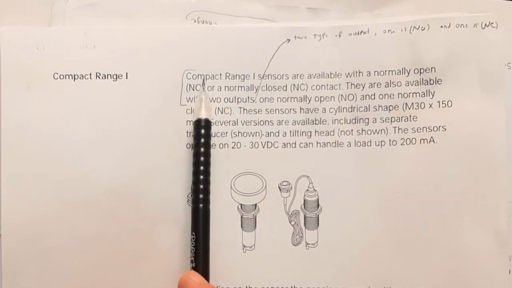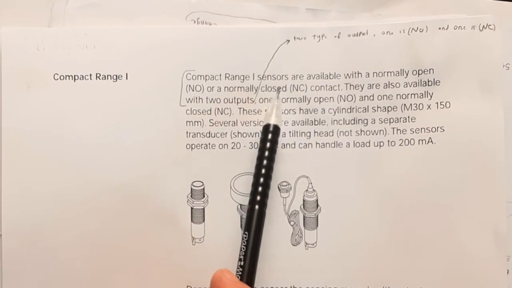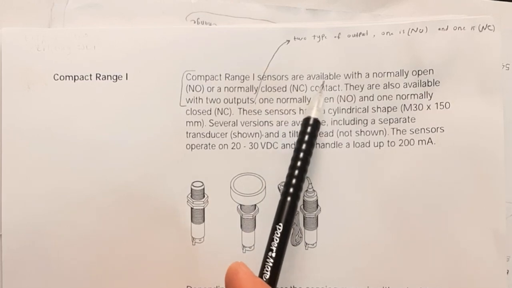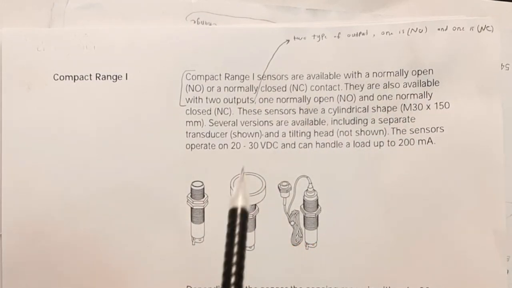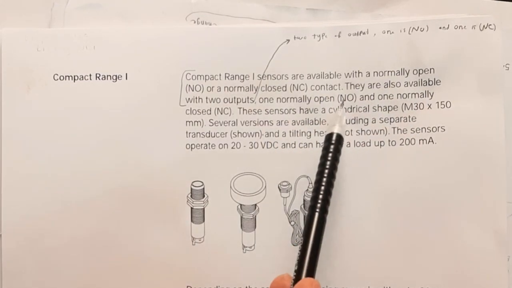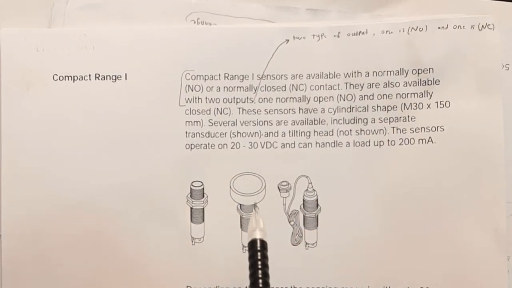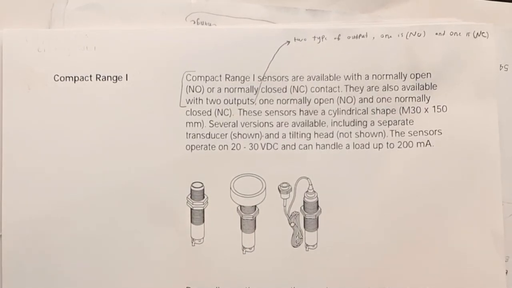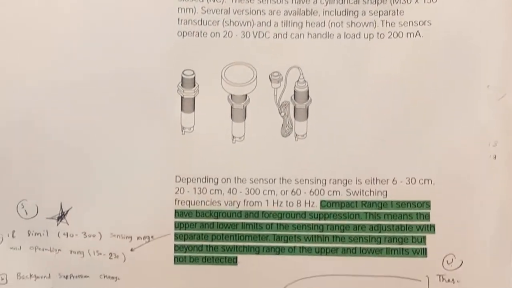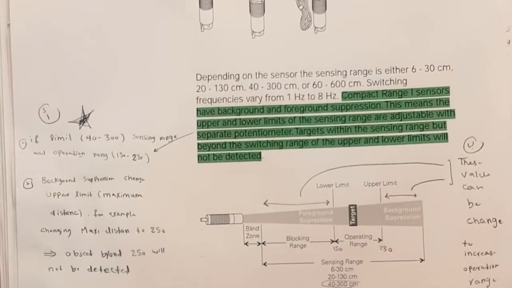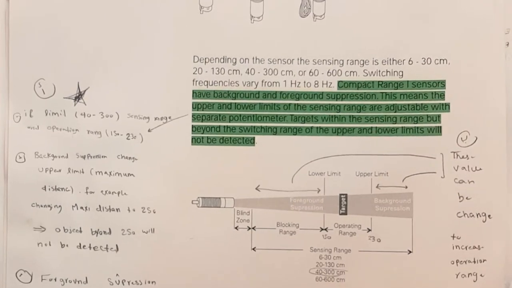This is also the compact range of the sensor. These are available with normally open or normally closed, so the output can be normally open or normally closed. Let's see what this figure represents. Let's go to the next part of the figure.